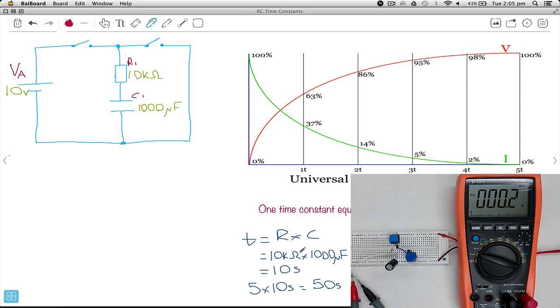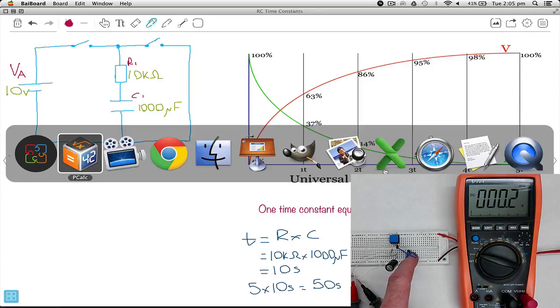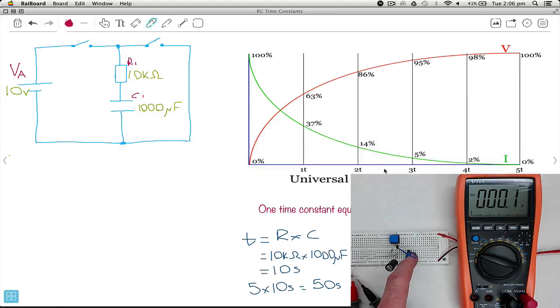Well, it's 10K times 1000 microfarads is 10 seconds. So after 10 seconds, it'll be at 63%. After another 10, it'll be at 86%, and so forth, and so on. So this time, to get fully charged, we need 50 seconds. So I'm just going to make sure this is discharged by pressing this. I'm going to bring up a clock, which I thought I had open, but obviously not.